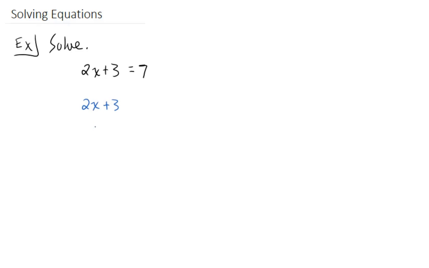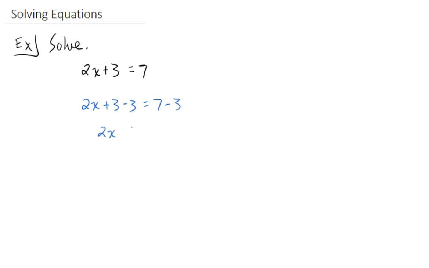doing this math. In other words, if I had a number that I plugged in for x, I would multiply by 2 and then I would add 3 to it. But that's not what I'm doing. I'm undoing that. So I'm going to start by subtracting 3, and what I do on that side I need to do on this side over here.